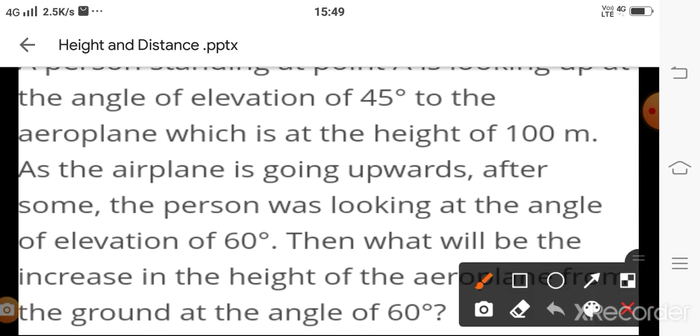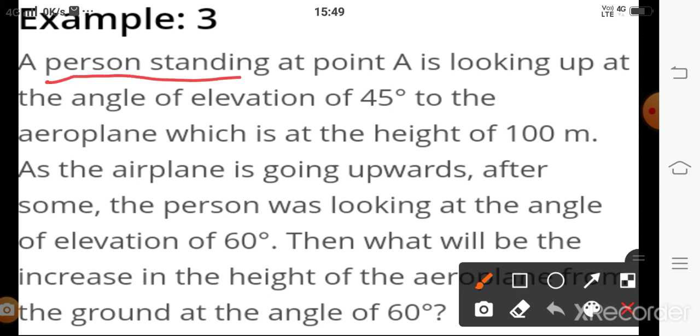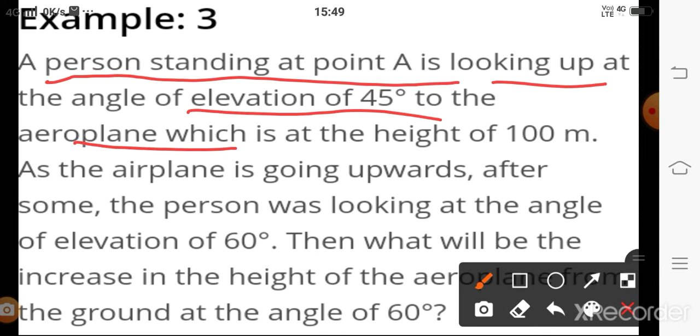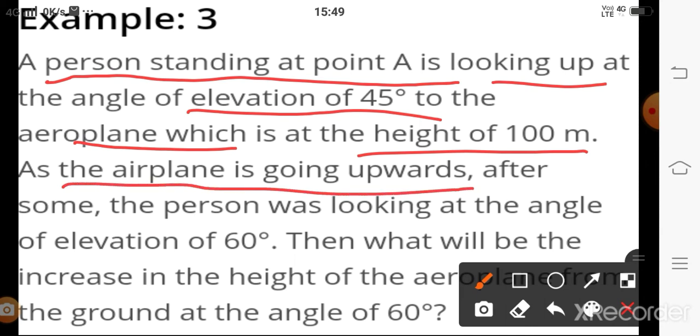Let us solve one more question. A person standing at a point A is looking up at the angle of elevation of 45 degree to the aeroplane, which is at the height of 100 meter. As the aeroplane is going upward, after some time the person was looking at an angle of 60 degree. Then what will be the increase in the height of the aeroplane from the ground when the angle becomes 60 degree?